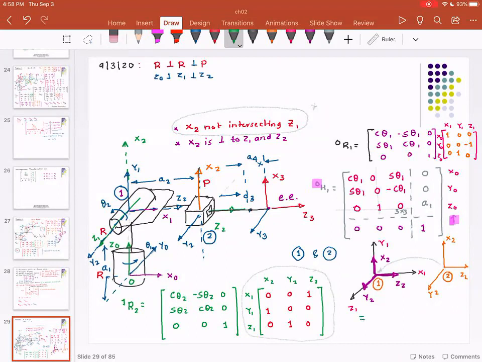Let me perform this multiplication and find out the final matrix. First row, first column gives me sine theta 2. First row, second column gives me 0. First row, third column gives me cosine theta 2. Second row, first column gives me cosine theta 2. Second row, second column gives me 0. Second row, third column gives me sine theta 2. Third row gives me 0, 1, and 0. Are you with me so far?